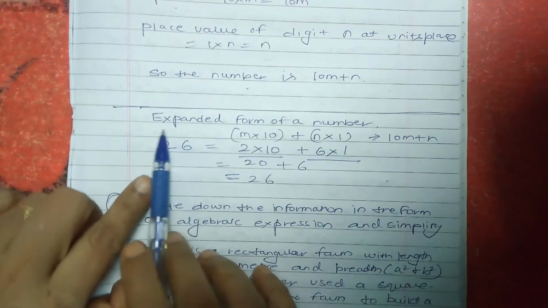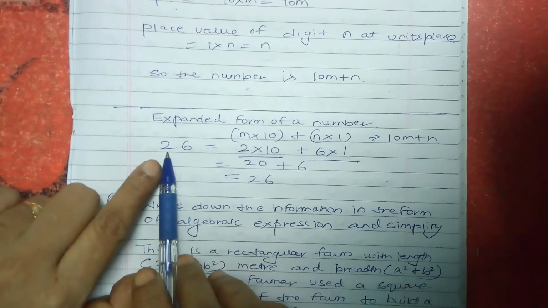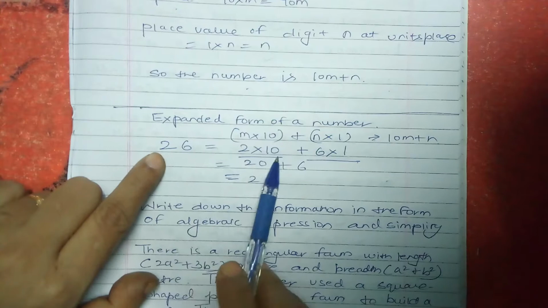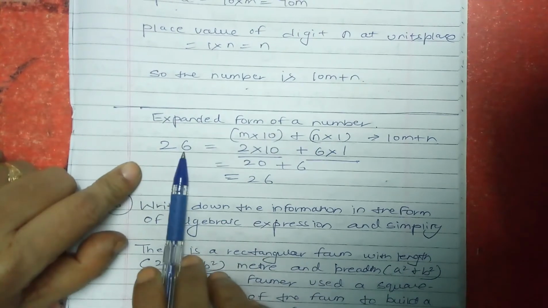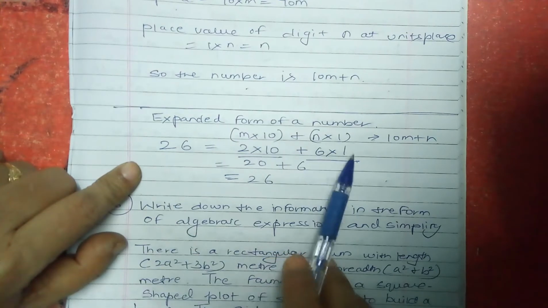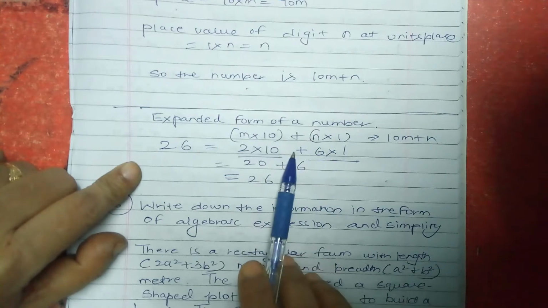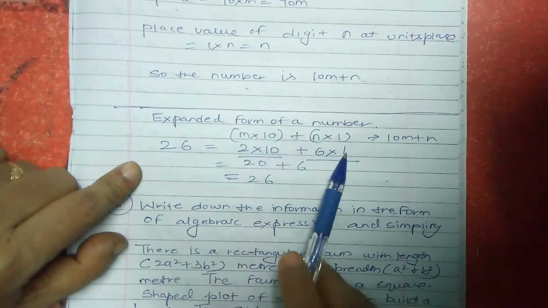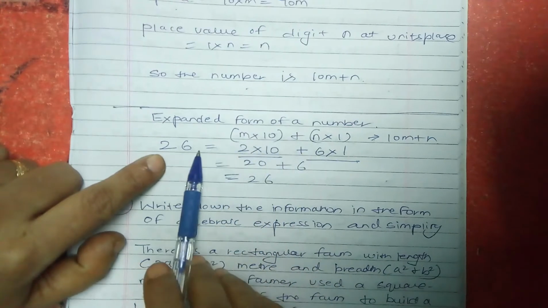So now see, suppose there is a number 26. Here, what is the place of 2? It is present at the tens place. So what is its place value? 2 into 10. Similarly, what is the place of 6? It is units place. So what is its place value? 6 into 1. If you multiply 2 by 10 and 6 by 1 and then add both, you will have 20 plus 6, that is 26. So this 2 into 10 plus 6 into 1 is nothing but the expanded form of this number.